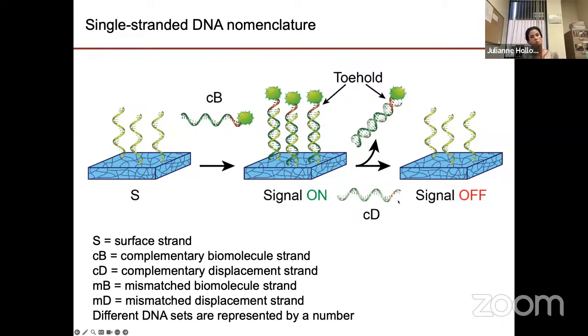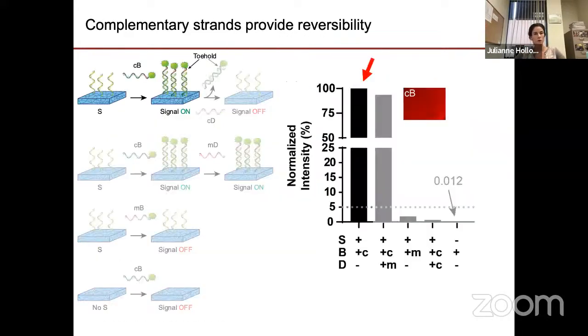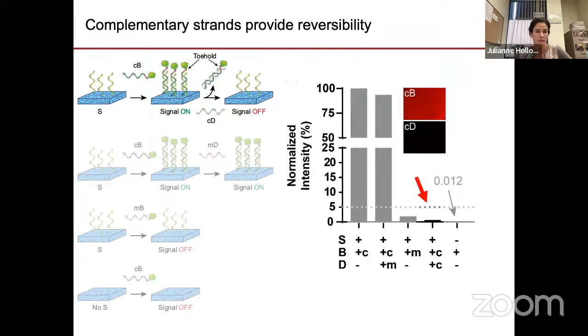So we've also, as controls, did mismatched biomolecule and mismatched displacement strands as well. And we can walk you through our results here. So we see when we have the surface strand and then we add the biomolecule strand with the fluorophore here for visualization, we see a high red signal of that fluorophore demonstrating that the signal is on. And then when we add the displacement strand, that signal is removed and the fluorophore is no longer visible.